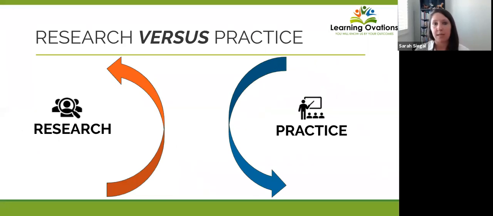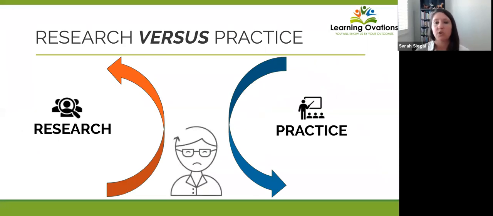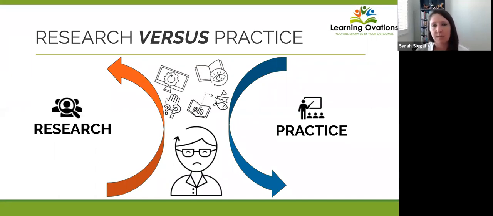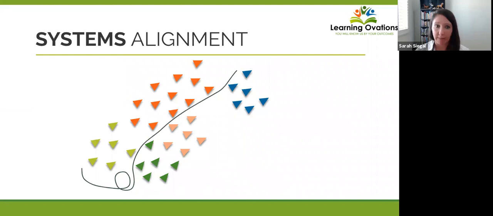The other piece that happens is that what teachers are being provided is not nuanced enough or broad enough to really start aligning these separate pieces. So the teacher's trapped in the middle, a little bit frustrated because they're getting tiny bits and pieces that may have been evidence-based, but they're not fitting into an overarching theory. If we can create this systems alignment, it paints a much different picture. And this is what that can look like.